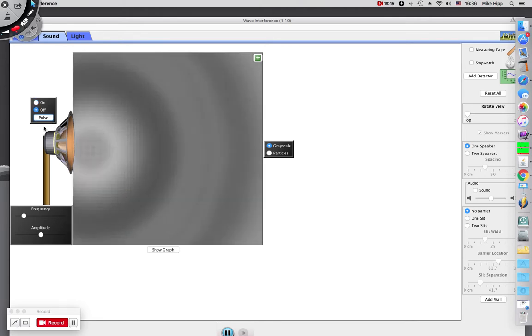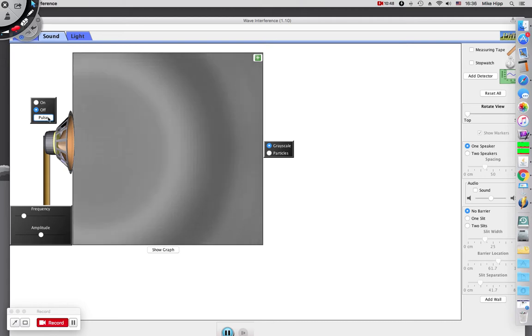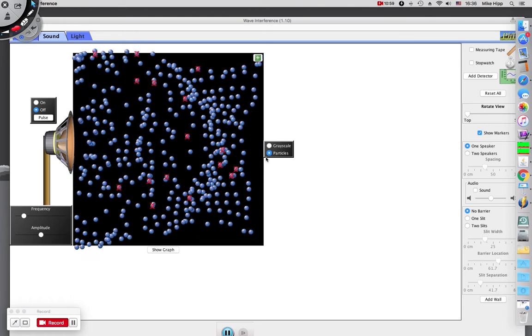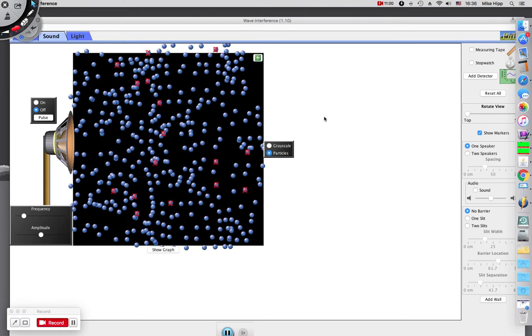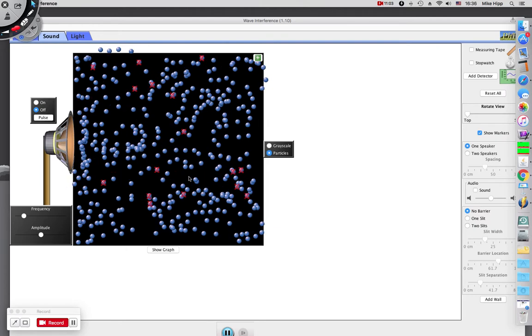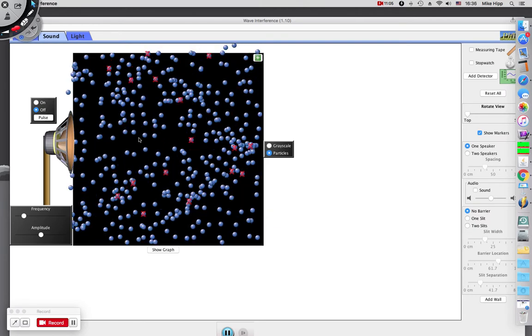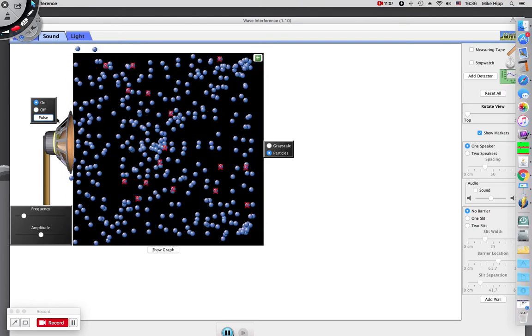If I send a pulse of sound outwards, you can see the wave travel outwards. But if I actually looked at the particles, what are the particles doing? These particles of air bouncing around have a certain amount of energy. Let's give it a pulse.